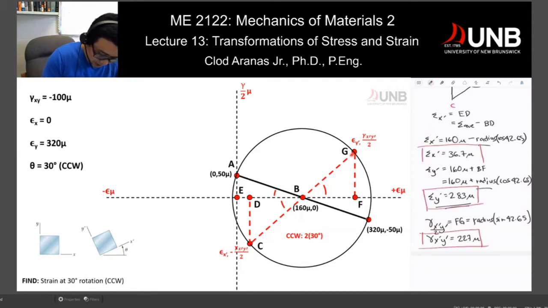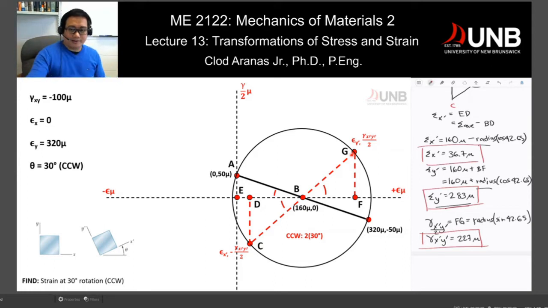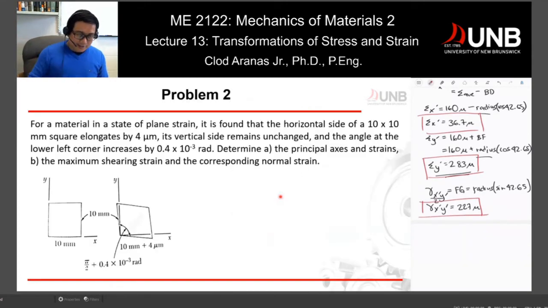Now, what if we tweak the problem a little bit? If you want to calculate the maximum and minimum, of course, it's just the intersections of that circle. It should be the same way as stresses, but let's change the problem a little bit. Let's put in some dimensions, and let's try to use the equation for strain as much as possible.